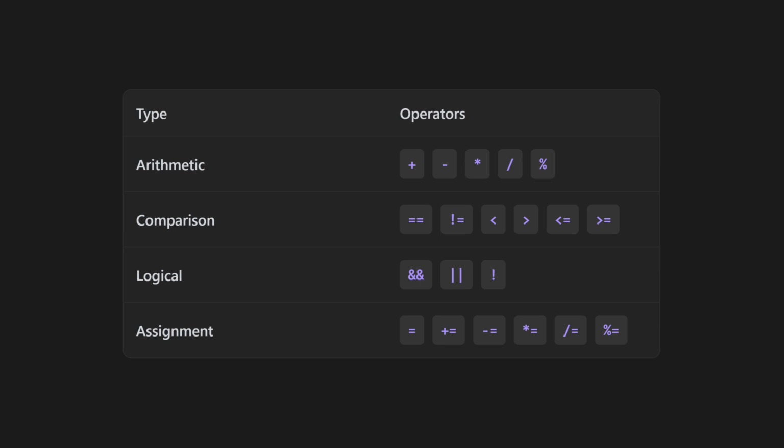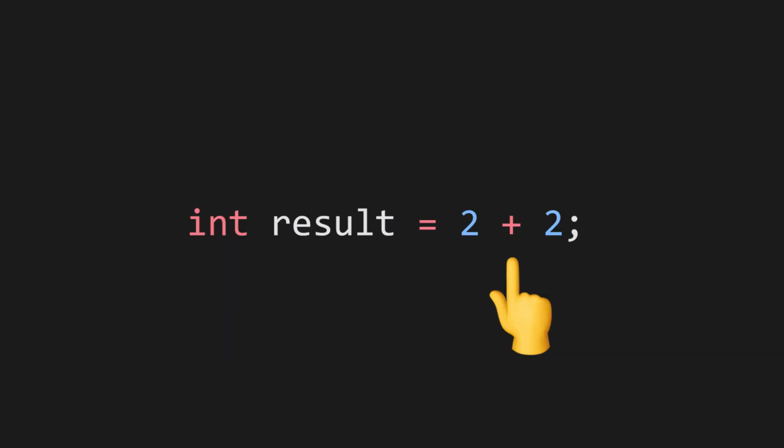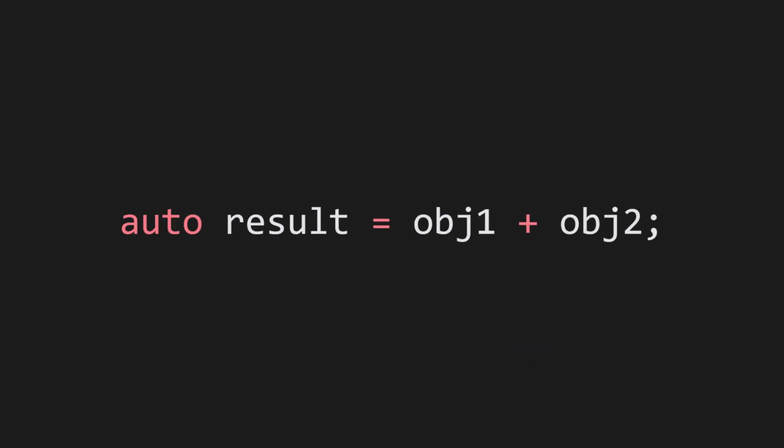Operators are symbols that perform operations on variables and values. When you add two numbers together, the plus sign is an operator. But what if you have a custom type? Regular addition isn't going to work. Operator overloading means that you can make it work. You can implement your own logic for how the plus symbol should operate on your objects.